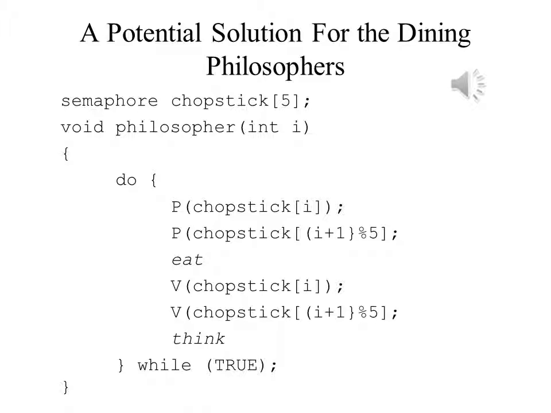The simplest solution is to have 5 semaphores, one for each chopstick, each of which is a mutual exclusion semaphore initialized to 1. As each philosopher gets ready to eat, he or she reserves, and if necessary waits for, the chopstick on either side, eats, and then frees both of them.